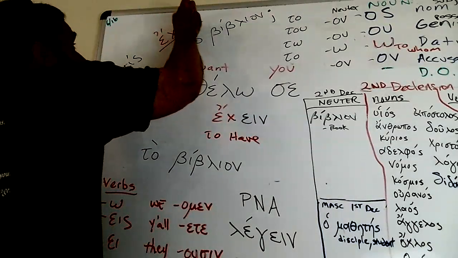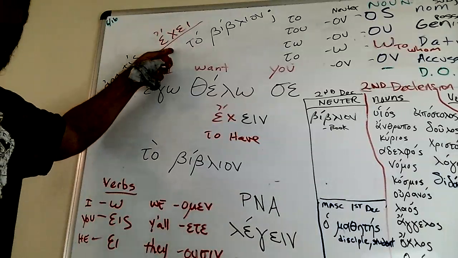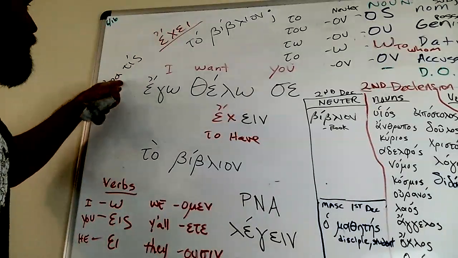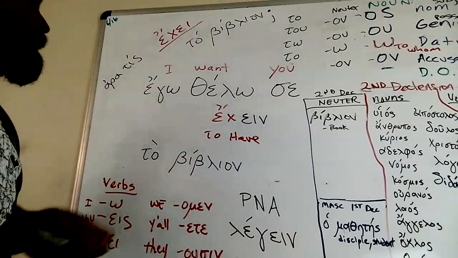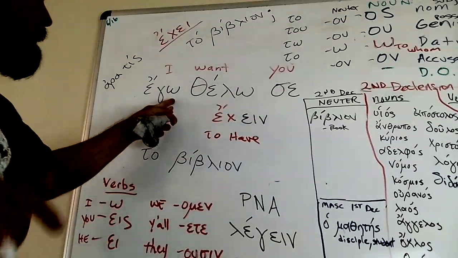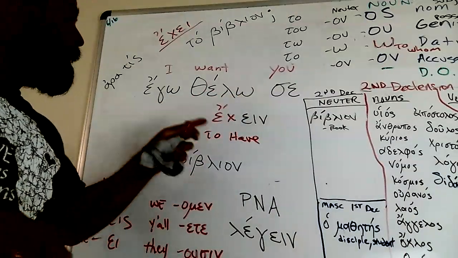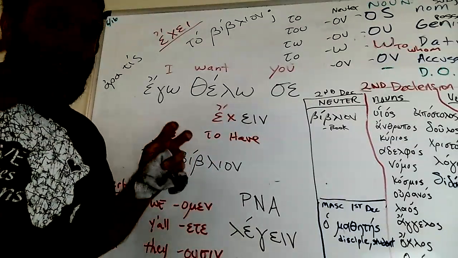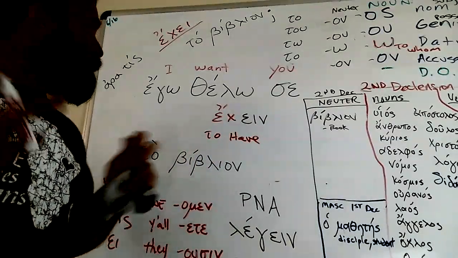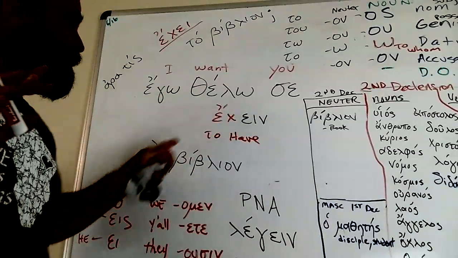Yeah. So third person singular. So that's the autos, the he form, right? So aratis eke to biblion. So who has the book? And then somebody could say, ego thelo se eken to biblion. I want you to have the book. And then I could say, uk, ego thelo eken to biblion.